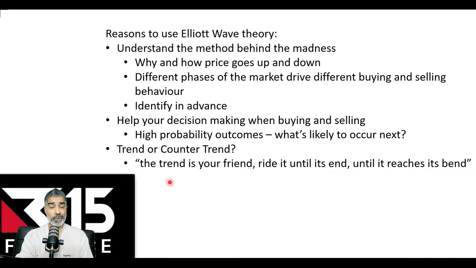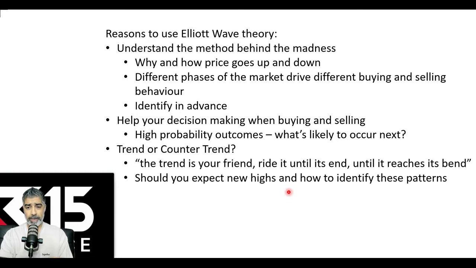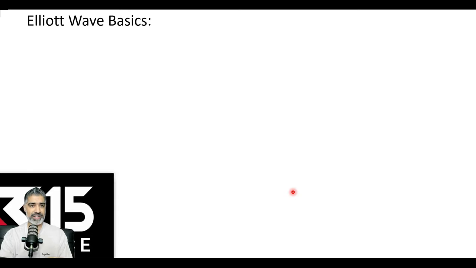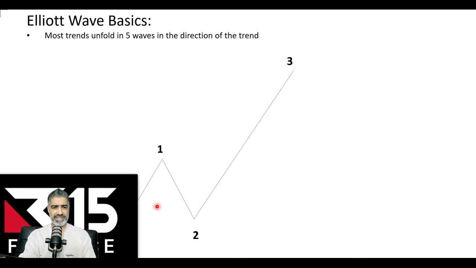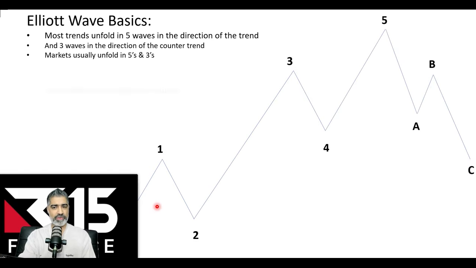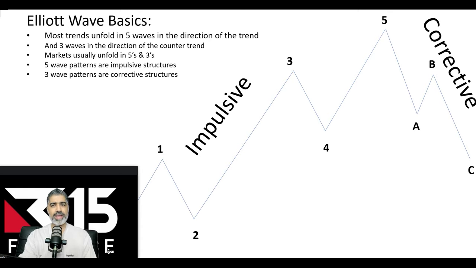This is one of my favorite quotes when it comes to trading. The trend is your friend. Ride it until its end, until it reaches its bend. Should you expect new highs, and how to identify these patterns in advance? So again, I covered this a little while ago. The basics: a 5-wave sequence followed by a 3-wave correction. Impulsive, corrective, right? That's what we know. It happens time and time again in the markets. We're seeing it in Bitcoin.